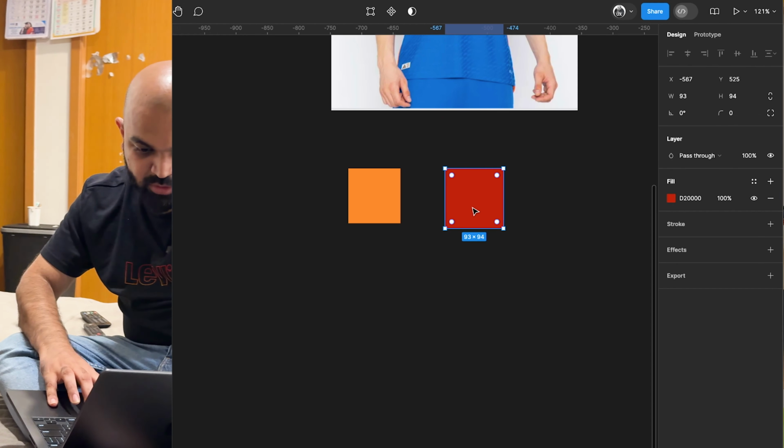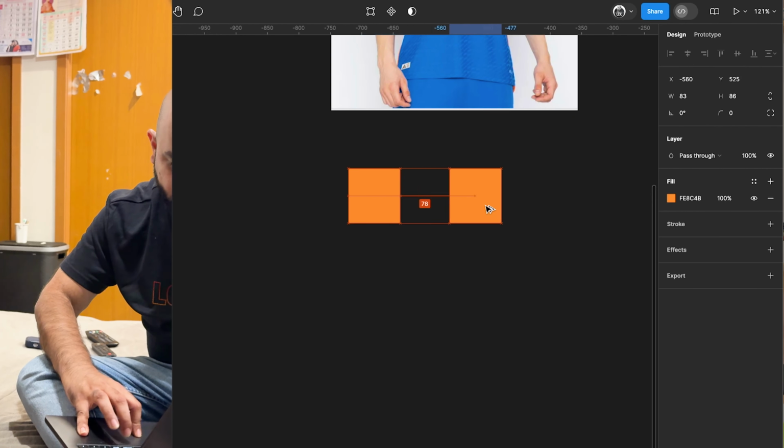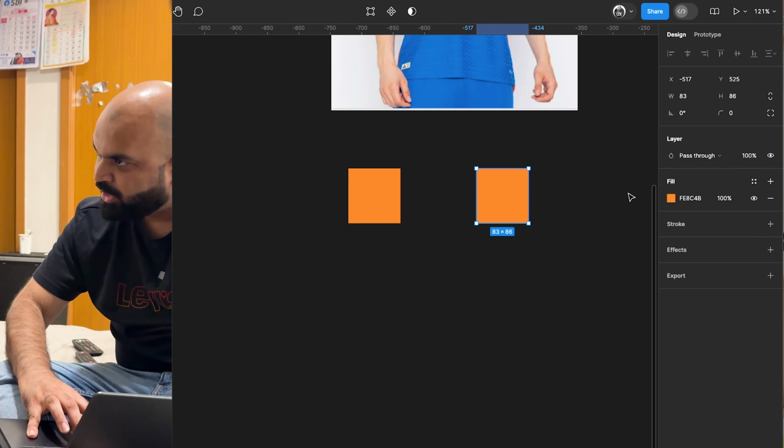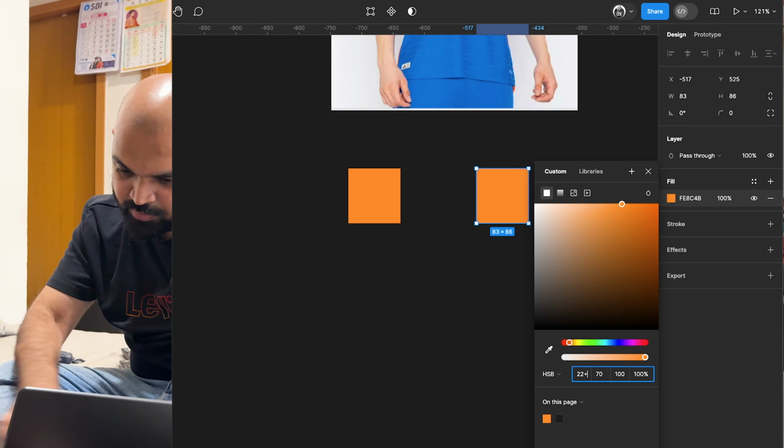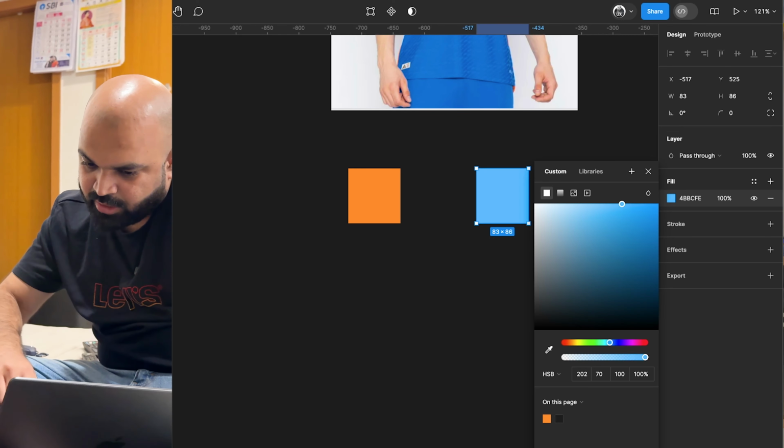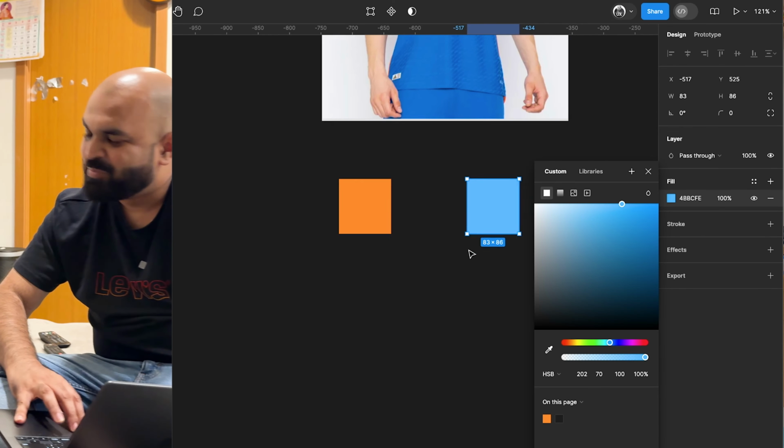So all I have to do, if I have to create a complementary color, is make a copy, a replica of this, plus 180. All I have to do is 122 plus 180, that will become 202. See, we got a blue, right?